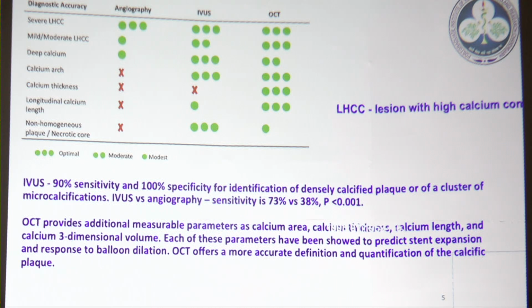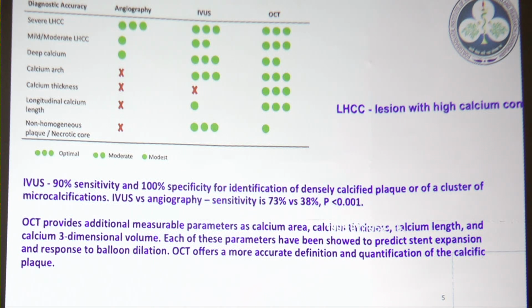This particular table shows the accuracy of various modalities to look for calcification. Severe calcification can be very well assessed by all three modalities. Mild to moderate is better assessed with OCT. For deep calcium, again OCT and IVUS, and for the calcium arc, of course, these two modalities help. IVUS has a sensitivity of 90% and a specificity of 100% for the identification of calcification. In comparison to angiography, the sensitivity is 73% versus 38%, a significant improvement with IVUS imaging.